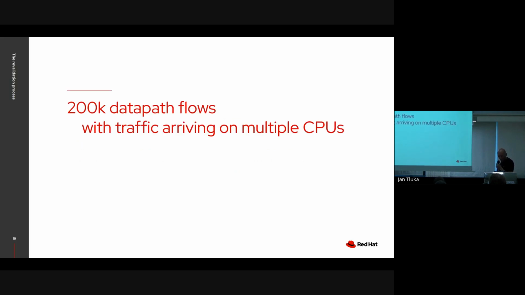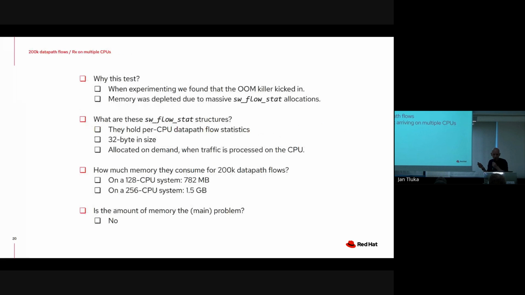And then the final test in this series is having traffic from multiple CPUs. And this was really interesting because when I started this test, I couldn't even run the test because my out-of-memory killer would kick in. So that was interesting. And after some analysis, I found out that it was due to a massive amount of flow stat allocations happening in my system. And just for understanding, this data structure was allocated by the OVS kernel module.